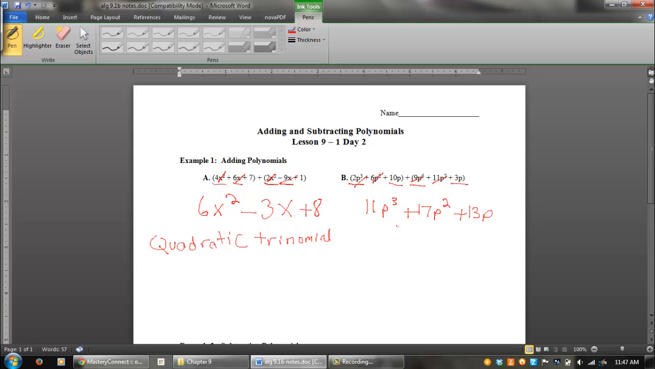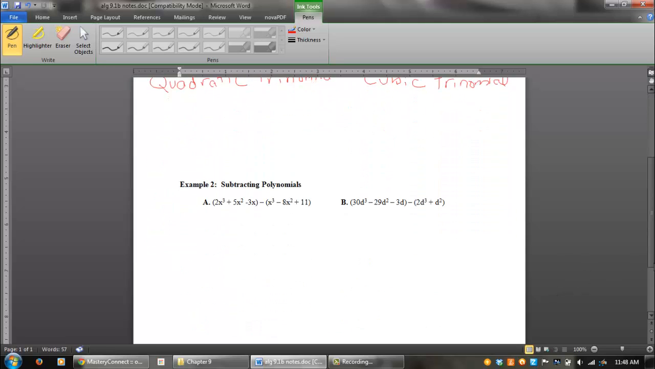And then again, we can think about what we would name this. It's got a third degree. Cubic would be the first name, and then based on its number of terms, there are 3 terms, so it's a trinomial. So that one is a cubic trinomial. And in your homework tonight, I want you to name each one of these that you do. So that's the adding. The adding part's pretty easy. It's basically just combining everything that's alike. Subtraction will add a little bit more to it, but nothing that's too difficult.